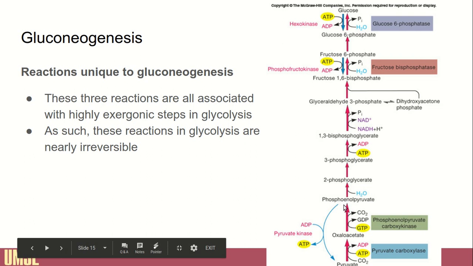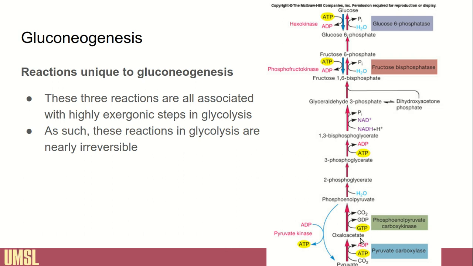We have the same thermodynamic barriers to this happening for gluconeogenesis. Now what ends up happening is that pyruvate needs to have a CO2 added to it, and this requires energy in the form of ATP. This produces oxaloacetate. Now remember, oxaloacetate is a component of the citric acid cycle.